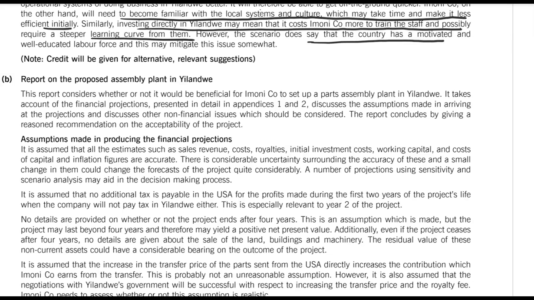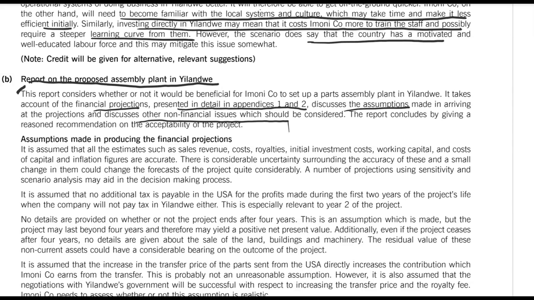Here, the subject is: the examiner has given the subject only as a heading, report on the proposed assembly plant. This is the intro paragraph. The report considered whether or not it would be beneficial for a mining company to set up a plant assembly in Yilandwe. It takes account of the financial projection presented in Appendix 1 and 2. Discuss the assumptions and discuss other non-financial factors. So in the introduction, you will write what you are going to discuss in the report.